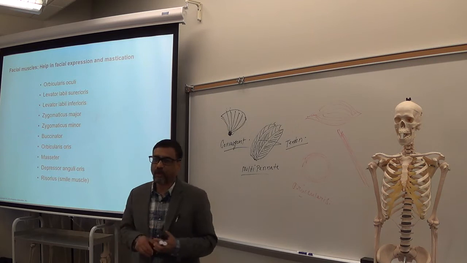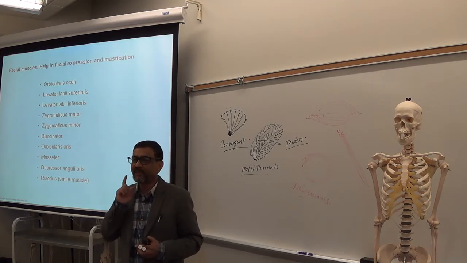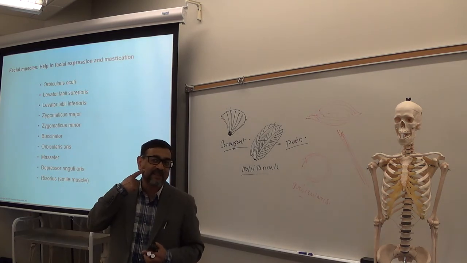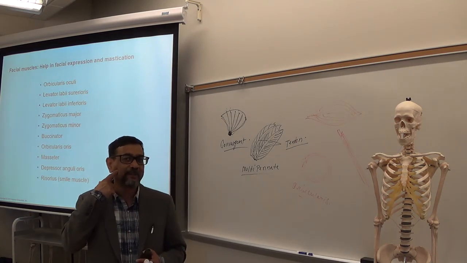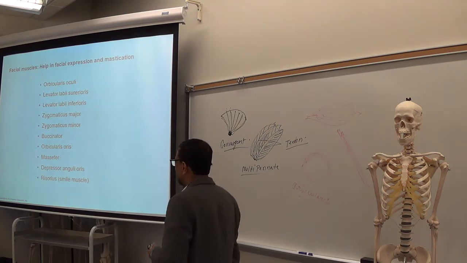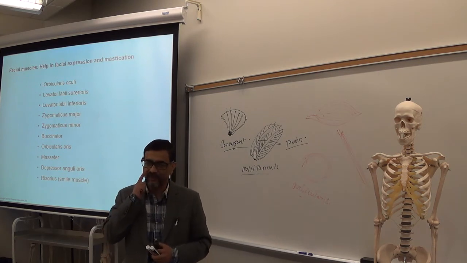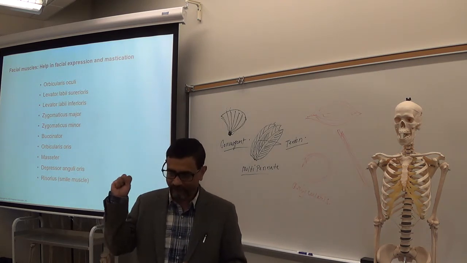Masseter is the strongest muscle of the face. When you clench your teeth, that muscle gets very strong. You can feel here, right? Clenching muscle. You break something very hard using this muscle. Strong bite.